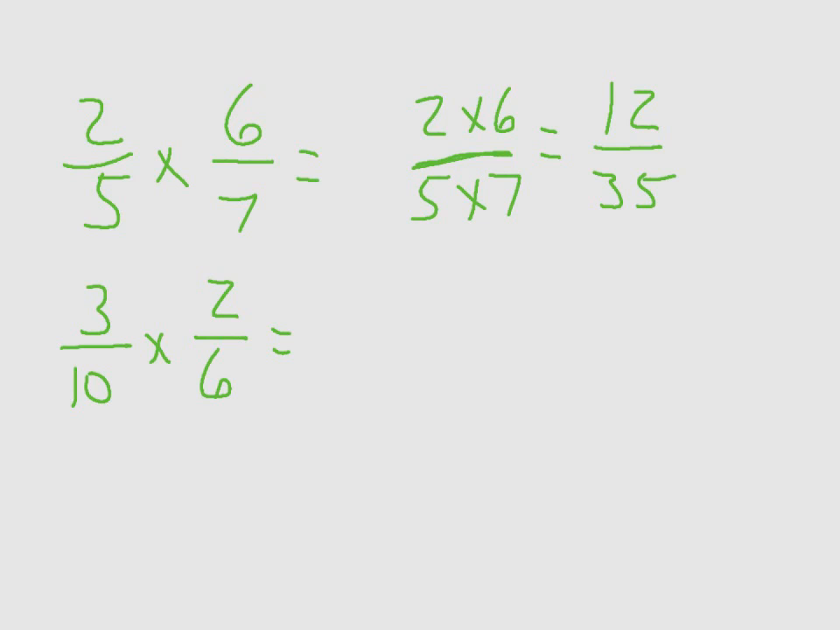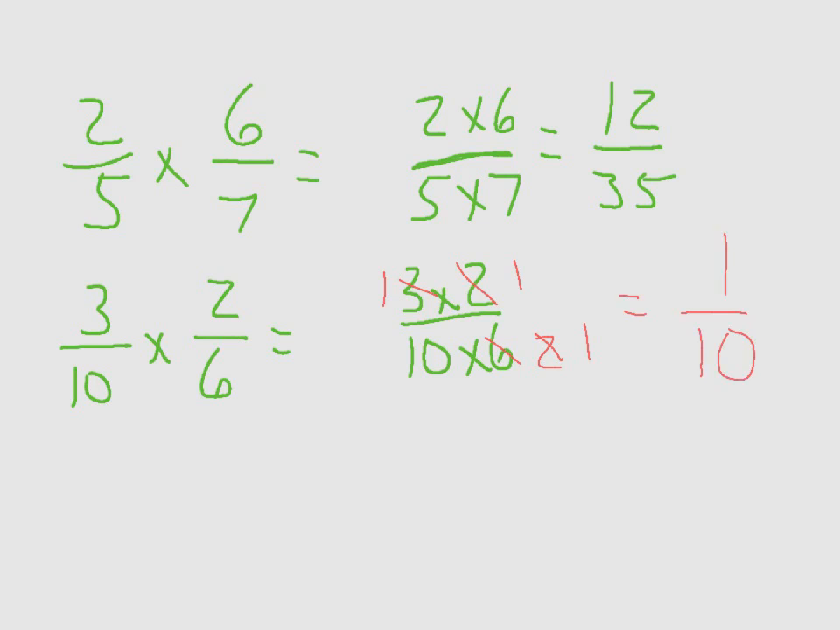Okay, 3/10 times 2/6. Well, I know that that's 3 times 2 over 10 times 6. Well, I know that 3 and 6 both reduce by 3, so that turns into 1, that turns into 2. Oh, 2 and 2 both reduce to 1 and 1, so that turns into 1 over 10.